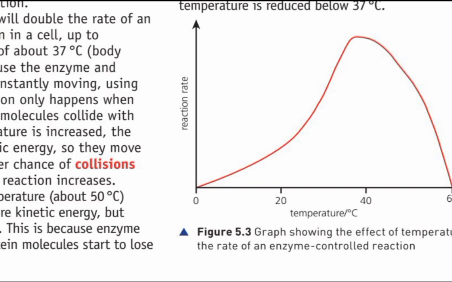So this is the basic point, and this is the graph showing the effect of temperature on the rate of enzyme-controlled reactions. When the temperature is below 37 and we increase it, the slope goes upward, which means the rate of reaction increases. But if the slope turns downward, it means that the reaction rate slows down, and this is just because of the denaturation that occurs after 37 degrees Celsius.